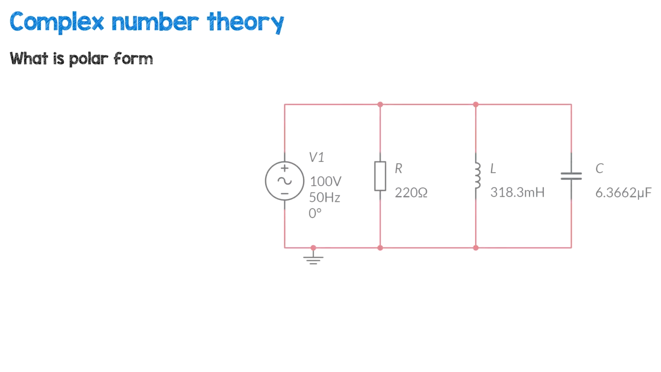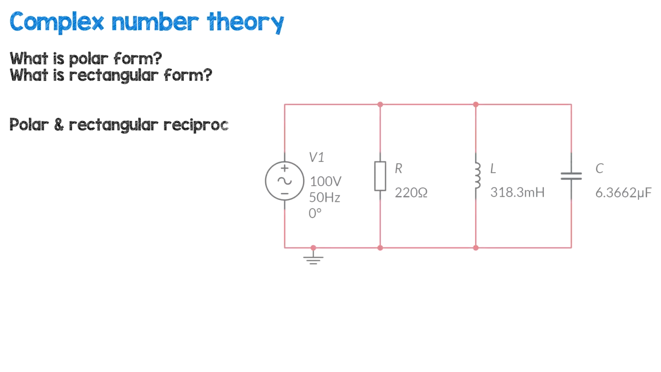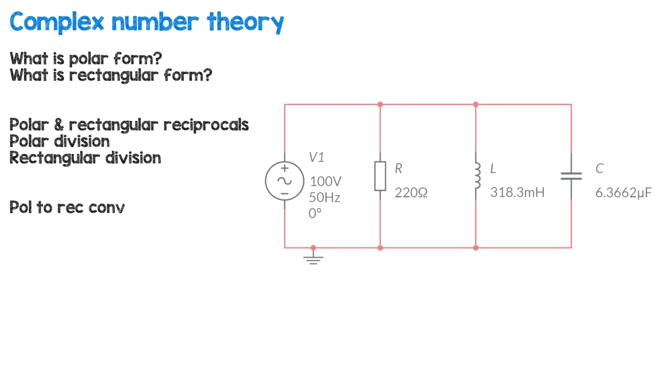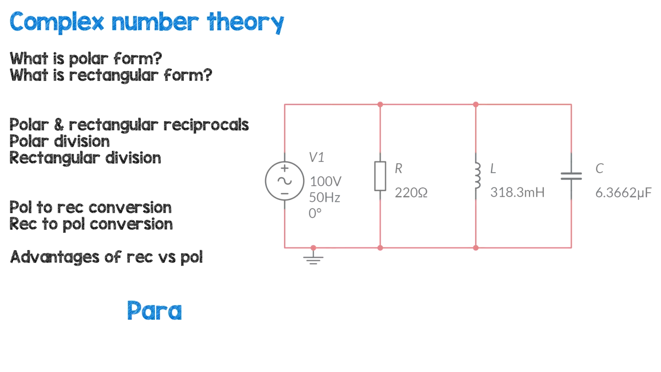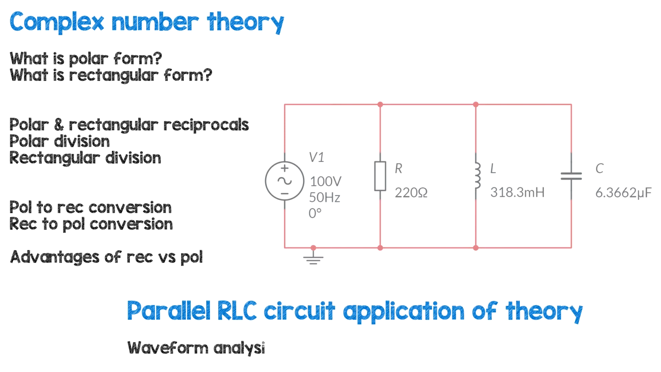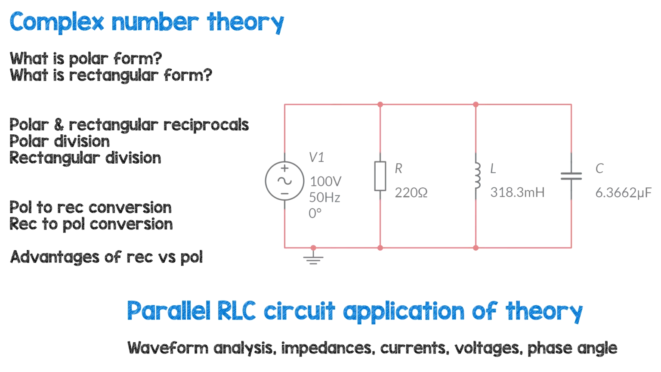So welcome to this video on both complex number theory and parallel RLC AC circuits. In the first part we're going to look at polar and rectangular form, we're going to look at division, and we're going to look at converting between rectangular and polar and vice versa and their advantages. And later on we'll be looking at parallel RLC circuit application of the theory that we've learned with waveform analysis. So we'll be finding currents, impedances, reactances, voltages. So I hope you enjoy this video.